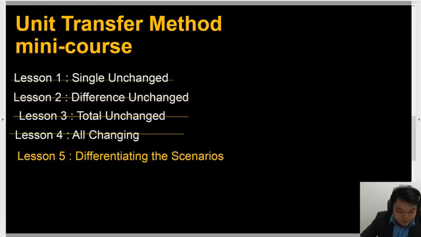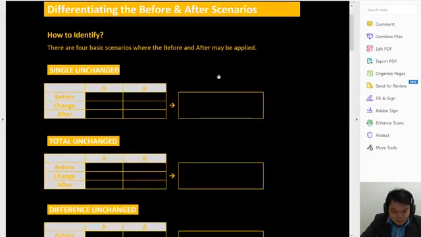Then as you know, we've been conducting this mini course for the last few weeks. On the first lesson, we covered single unchanged quantities. Second lesson, we covered different unchanged quantities. Third lesson, we covered the total unchanged quantities, and lesson 4, we covered the all changing quantities. So now we will sum up everything to share with you how to differentiate these common scenarios and score that A or A star. Okay, now let's get into the lesson proper.